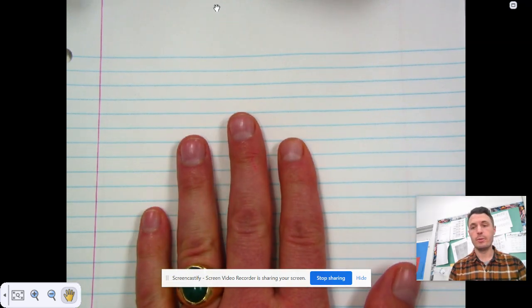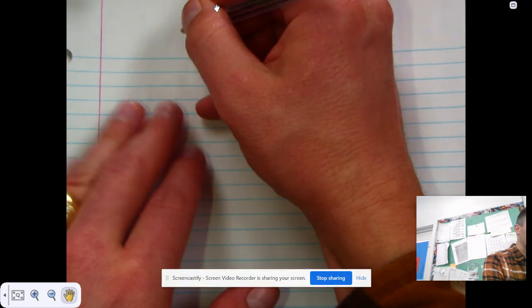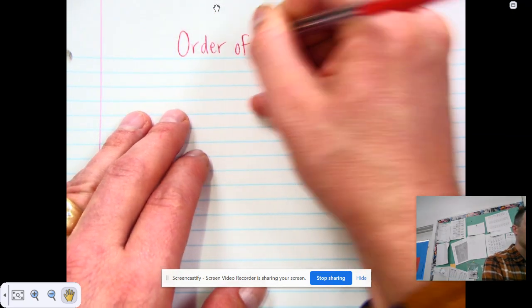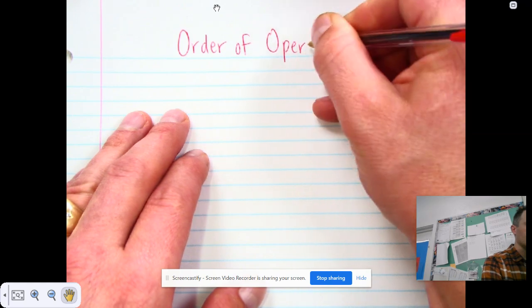So please open up your math notebook to the next available page, and at the top, write that title, Order of Operations.